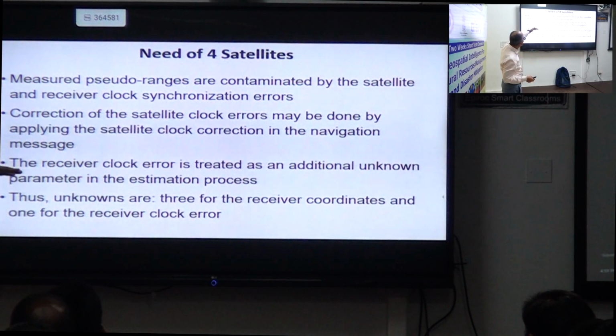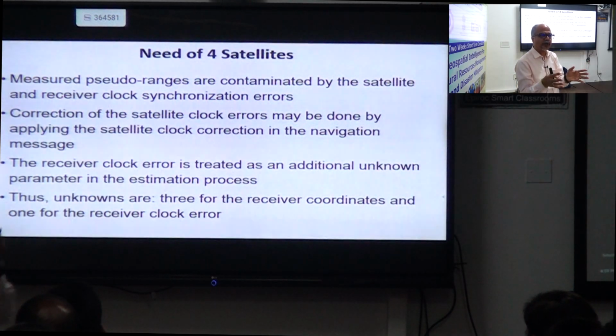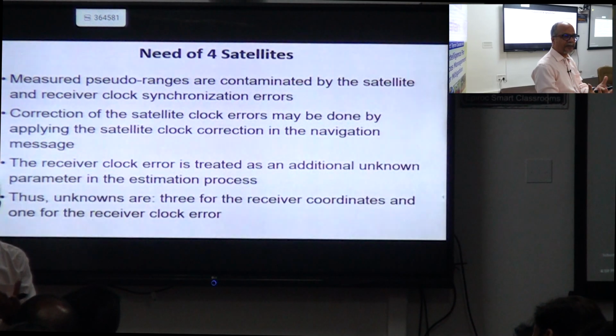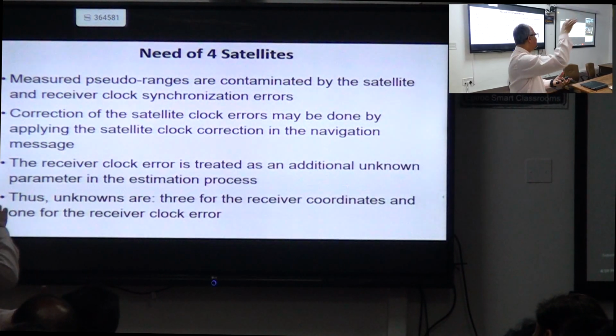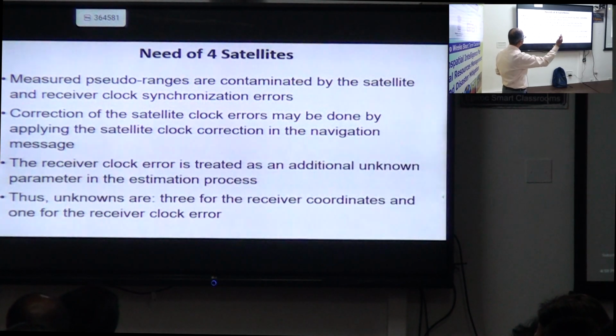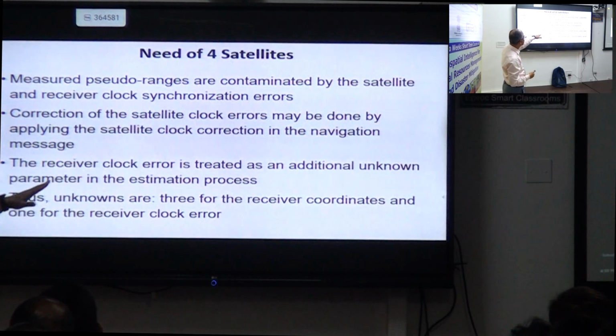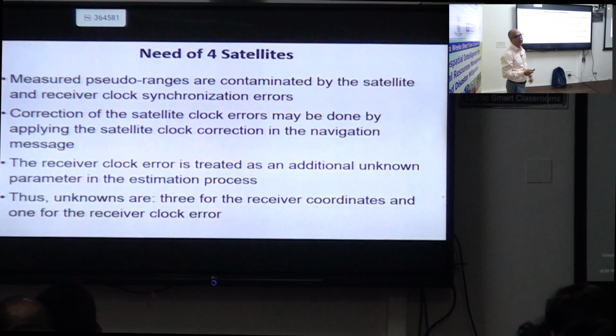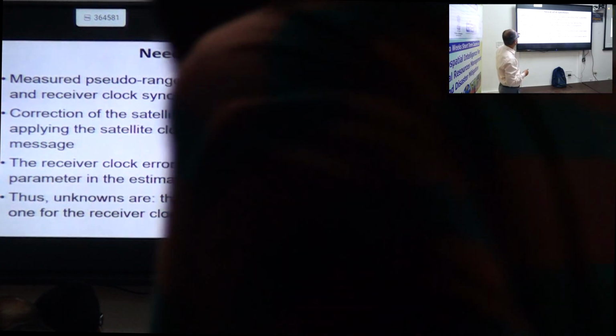Then the correction of the satellite clock error may be done by applying a satellite clock correction in the navigation message. That means all satellites are moving. Suppose there is a ground control, whatever is in space, that clock can be corrected from the controller position. From the control, this message is generally sent by radio wave. Waves are different, and probably many of you know. So through radio waves these are sent, and this can be corrected. But the receiver clock correction is very difficult. That's why this is treated as an additional unknown parameter. Thus the unknowns are the 3 receiver coordinates as well as the clock error. That is just to summarize what we have discussed so far.